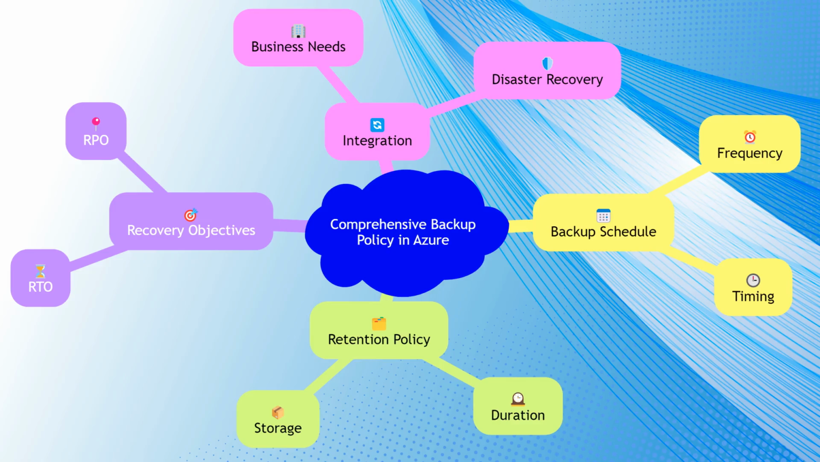A comprehensive backup policy in Azure consists of several key components: backup schedule, retention policy, and recovery objectives. The backup schedule defines the frequency and timing of backups, while the retention policy specifies how long the backups are kept. Recovery objectives, including recovery time objective, RTO, and recovery point objective, RPO, determine the acceptable downtime and data loss in the event of a disaster. These components work together to ensure that your backup strategy meets your business needs.